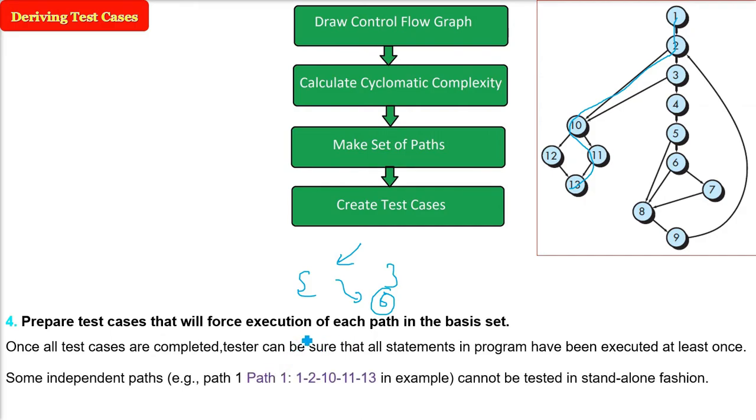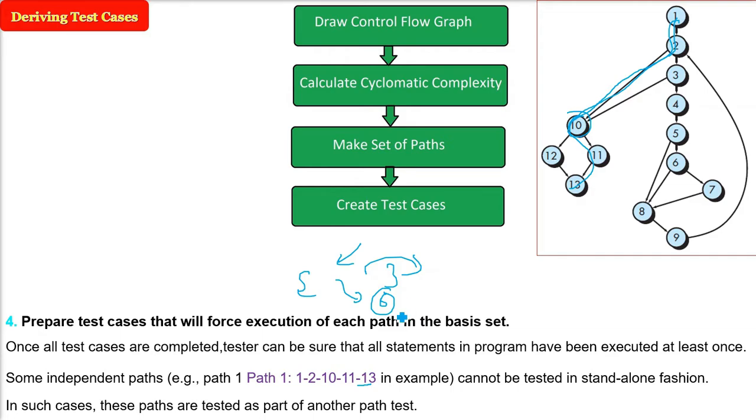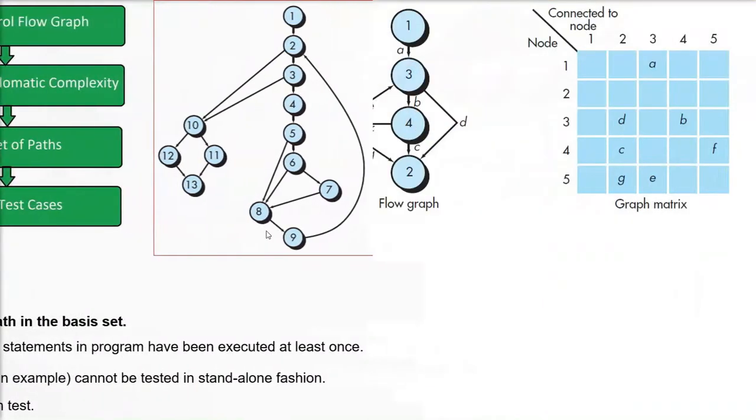And there may be certain independent paths that cannot be tested in a standalone fashion. They require some stub or driver, whichever you say. Some component has to be made, some code has to be written. So for that you can make this path a part of another path. For example, you have 6, make it at 5, add a 1 to another.